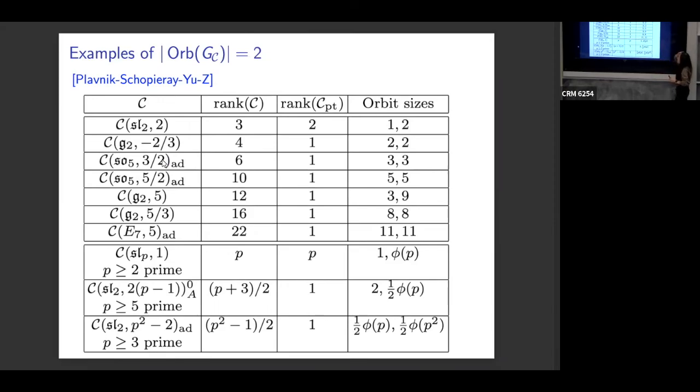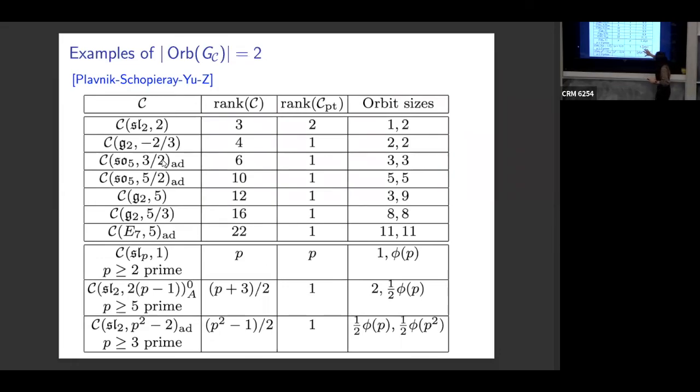So, as one step towards the second case, which is when the Galois group has orbit 2, let me first show some examples. This is a list that we know that the Galois group has orbit 2. The first one is an Ising category, which we already checked. And there are some low rank examples.